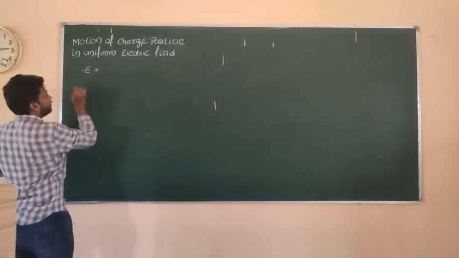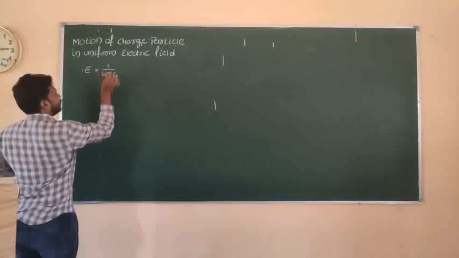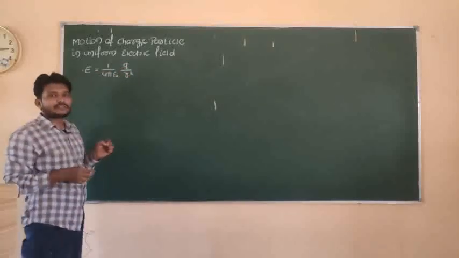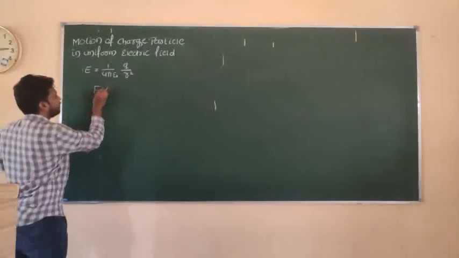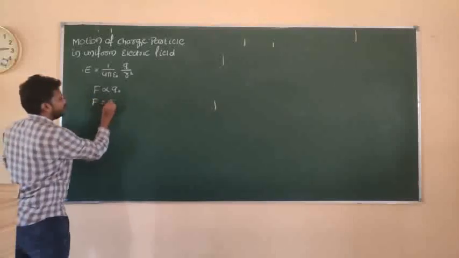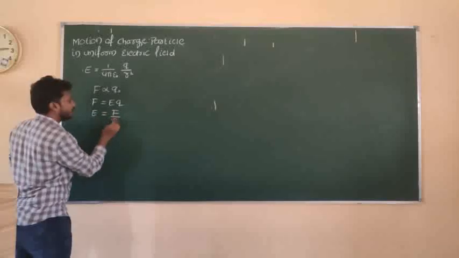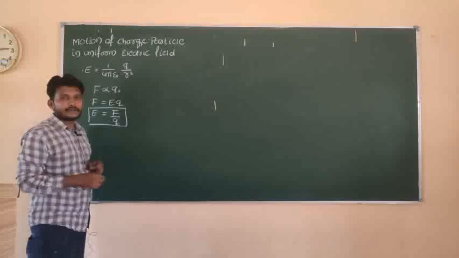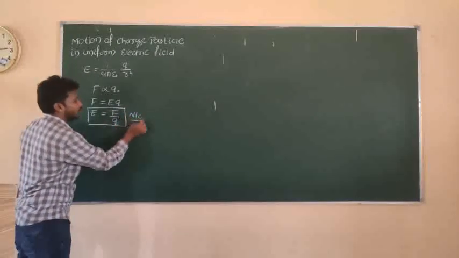What is the equation? E is equal to 1 by 4 pi epsilon naught q by r square. And the relation between electric field strength and the force experienced by a charged particle: F is equal to E into Q, where E is equal to F by Q. So what is the SI unit here? Newton per Coulomb.